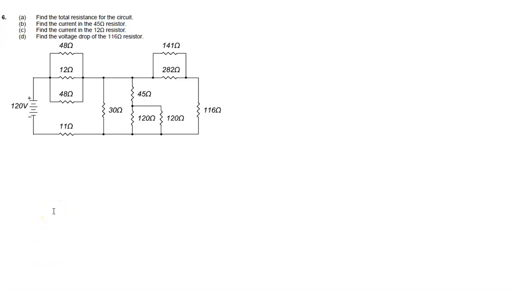Okay, so this example now is card number 6. It's on page 45 in the workbook. And we're given this circuit here, and the resistors aren't labeled. And so sometimes that presents a bit of a problem. And so, you can label the resistors if you wish.